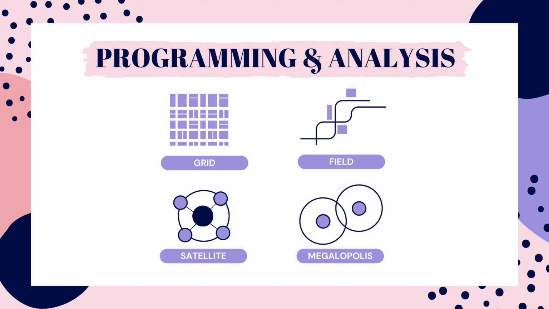Satellite patterns involve smaller independent centers connected to a larger central city or core, resembling satellites orbiting around a central hub. Megalopolis refers to a vast extending urban area that encompasses multiple cities and metropolitan areas, often merging into one continuous urban region. Let me know in the comments which pattern your city most resembles. My city is definitely a grid pattern.